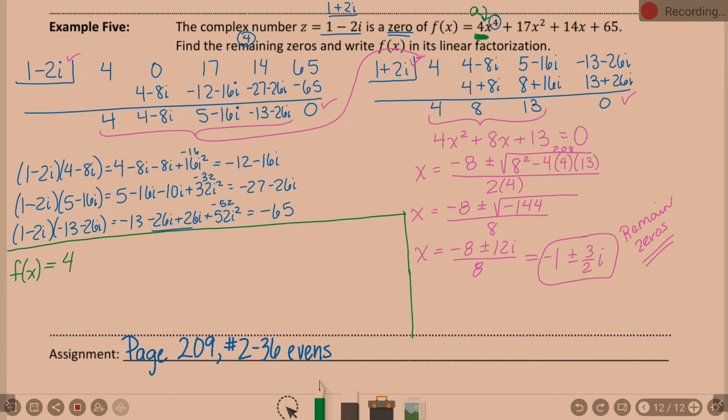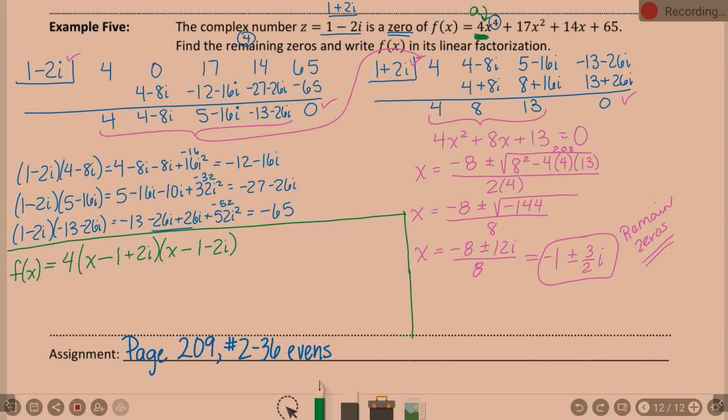Now, linear factors. Let's start with what they gave me: 1 minus 2i. That's going to be x minus the quantity 1 minus 2i, but can I skip ahead and say it's going to be x minus 1 plus 2i? You got it. The other one, 1 plus 2i, is x minus the quantity 1 plus 2i, which becomes x minus 1 minus 2i. Now we've got to do these two fun ones.